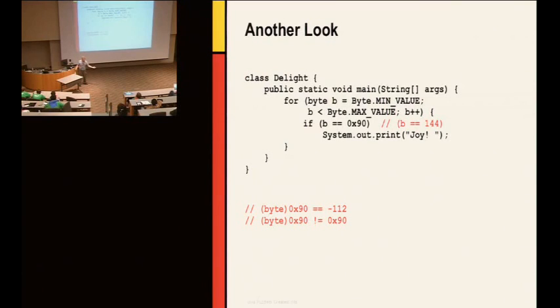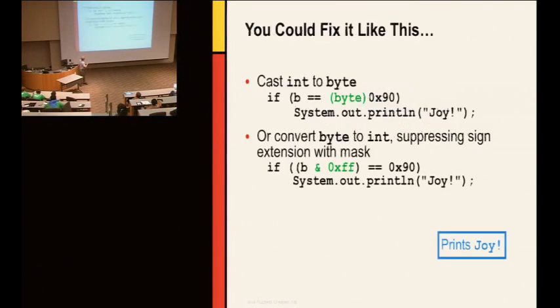So how do we fix it? Compare apples to apples or oranges to oranges. We want to compare bytes to bytes. We can just cast this 0x90 to a byte, and now they'll both be equal to negative 112, and it'll print joy. Or we can turn the b into an integer, which we do by ANDing it with 0xFF. We're masking it. We are suppressing the sign extension that would otherwise occur.